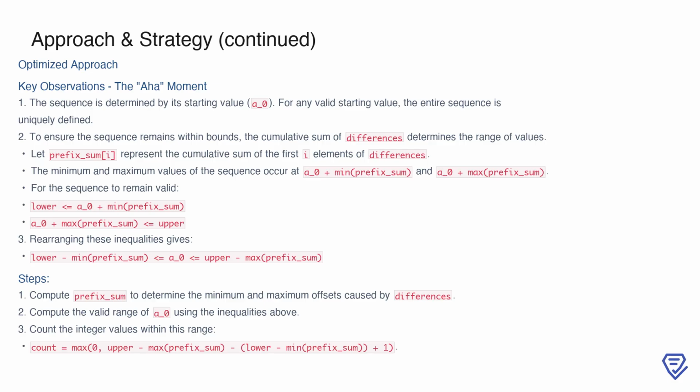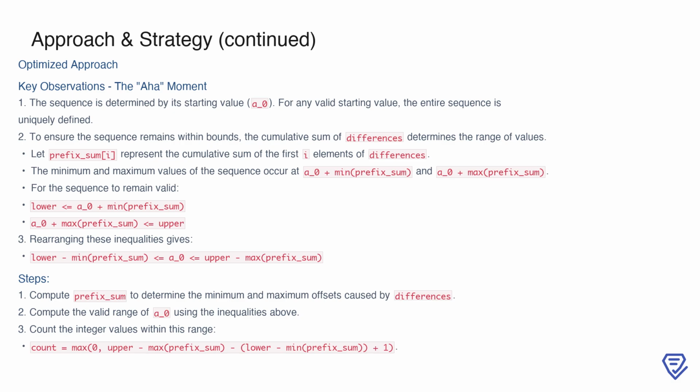The key insight is that the entire sequence is uniquely determined by its starting value, a_0. To ensure validity, we focus on the cumulative impact of the differences array, which can be captured using a prefix sum. By calculating the cumulative sum of the differences, we can determine the minimum and maximum offsets that the sequence can take relative to its starting value.